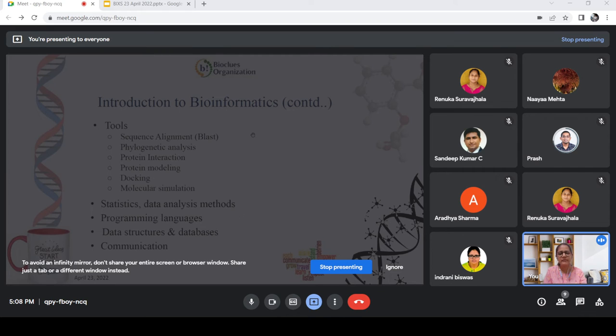In the coming sessions, you will be learning more about statistics, data analysis methods, various programming languages, how we structure data, and what databases are. Databases, for starters, are the data house of information where we store specific information, and whenever required, we can retrieve it back. In this way, this helps us build strong communication with the scientific community.